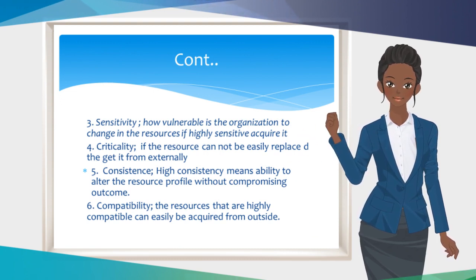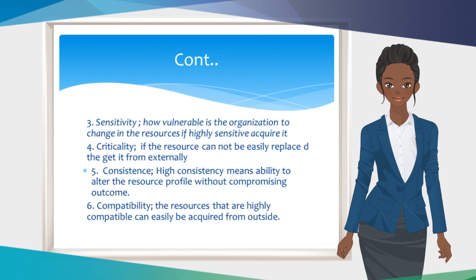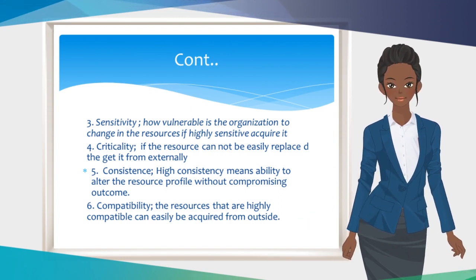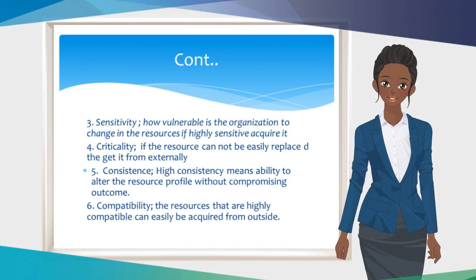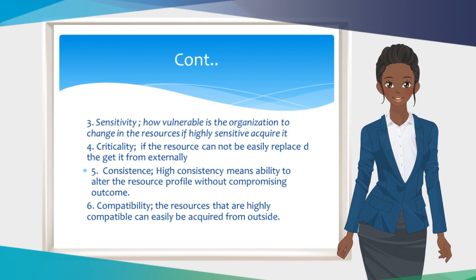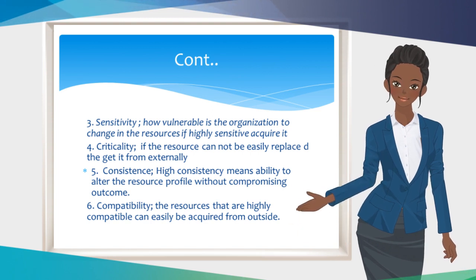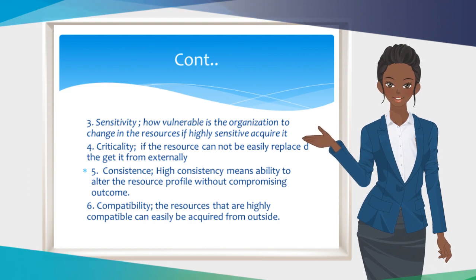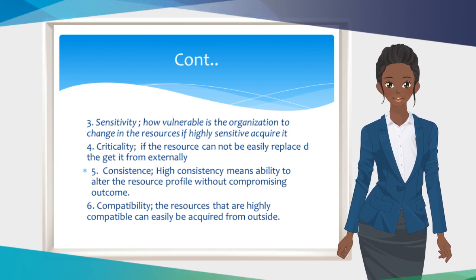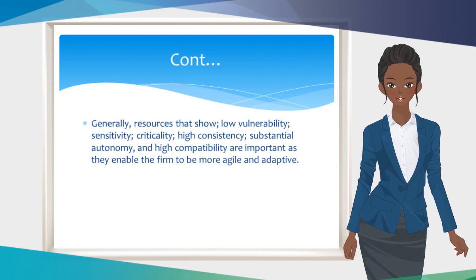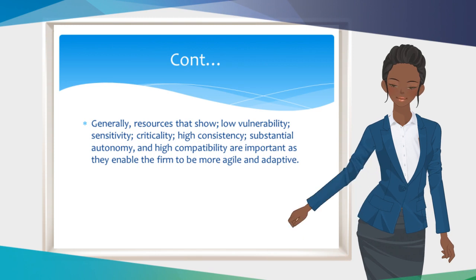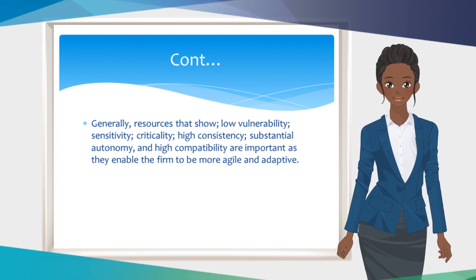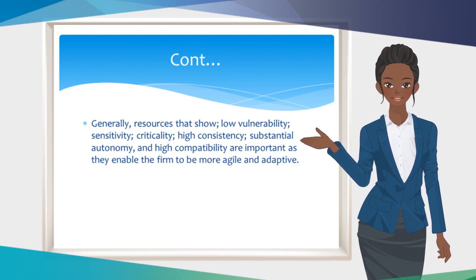If highly sensitive, acquire it. Fourth, criticality. Ask yourself, can the resource be found easily or replaced? If yes, then get it externally. Fifth, consistency. High consistency means ability to alter the resource profile without compromising outcome. And finally, compatibility. The resources that are highly compatible can easily be acquired from outside. Please note, generally, resources that show low vulnerability, sensitivity, criticality, high consistency, substantial autonomy, and high compatibility are important as they enable the firm to be more agile and adaptive.